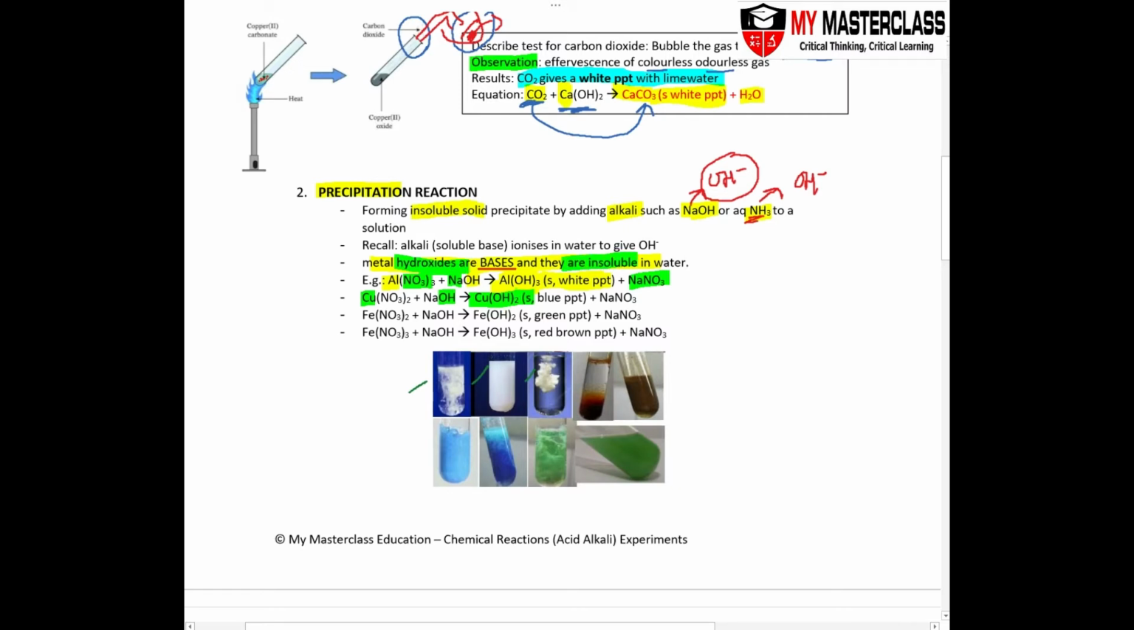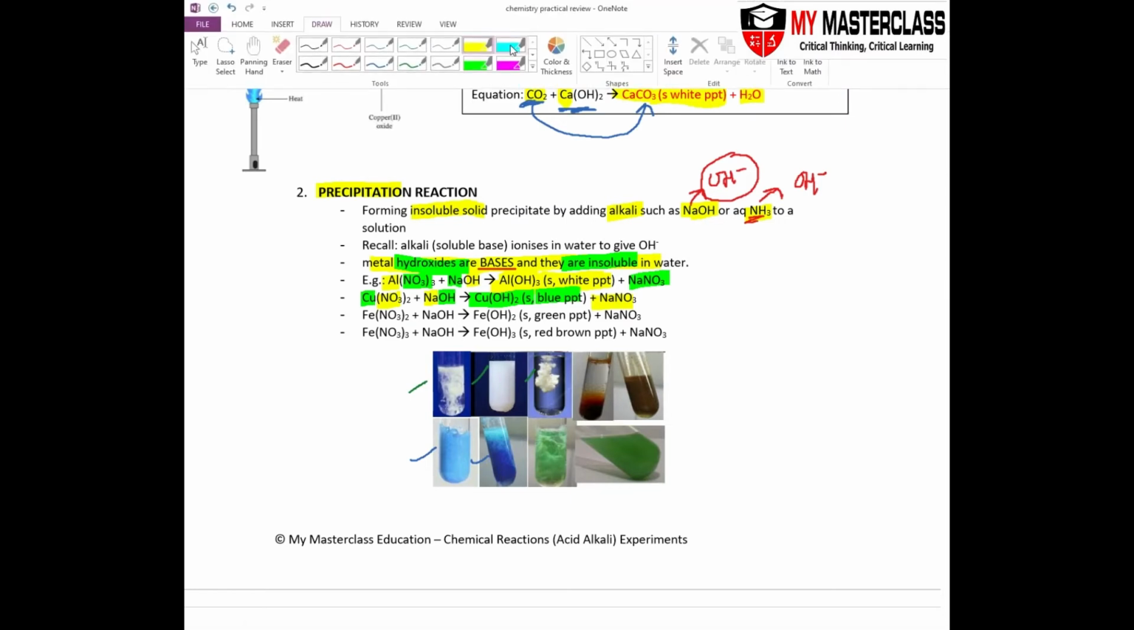Okay, so this is a solid, but the difference between your aluminium hydroxide and your copper hydroxide is that this is a blue precipitate. So what do we mean by blue? If you see a blue color here, blue color here, these are all blue precipitates. Okay, and then your balanced equation, same thing, you have your nitrate partnering the sodium, you get sodium nitrate, and that's your solution surrounding it.